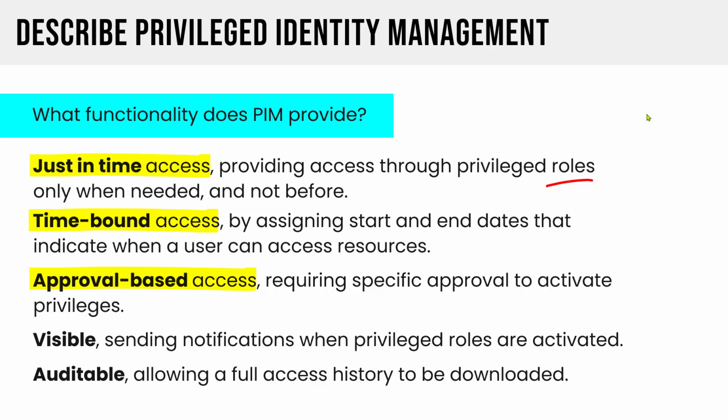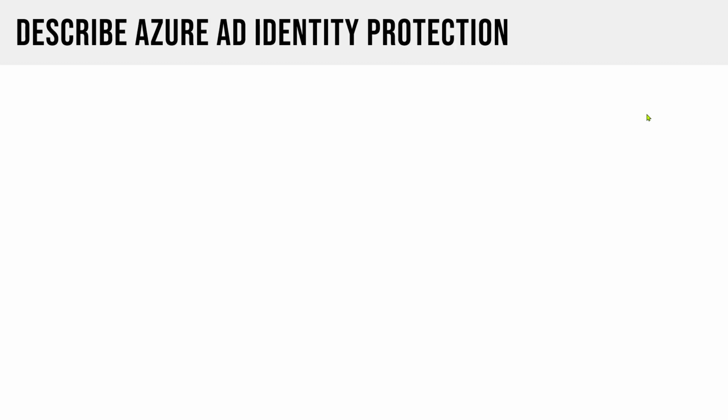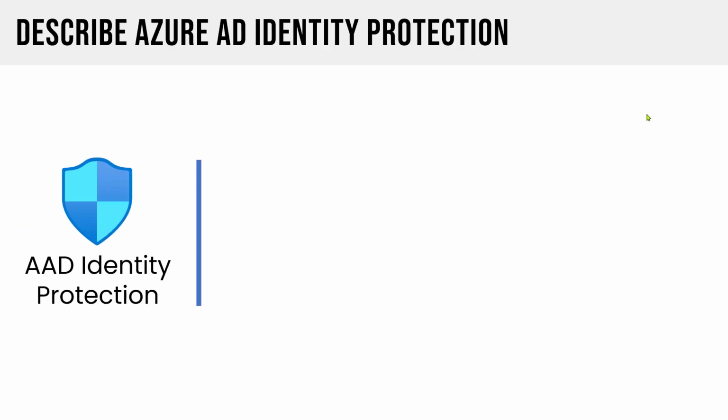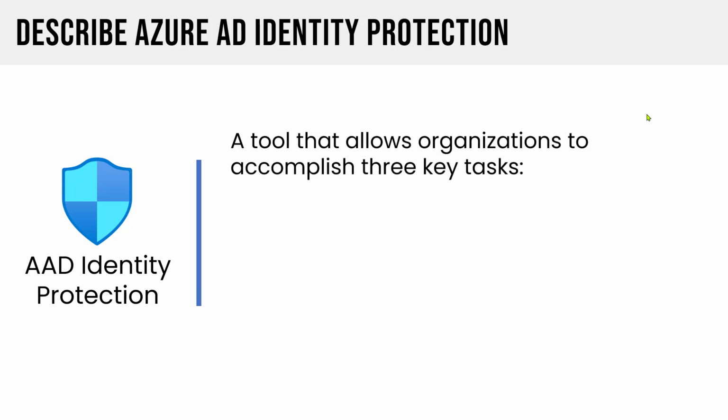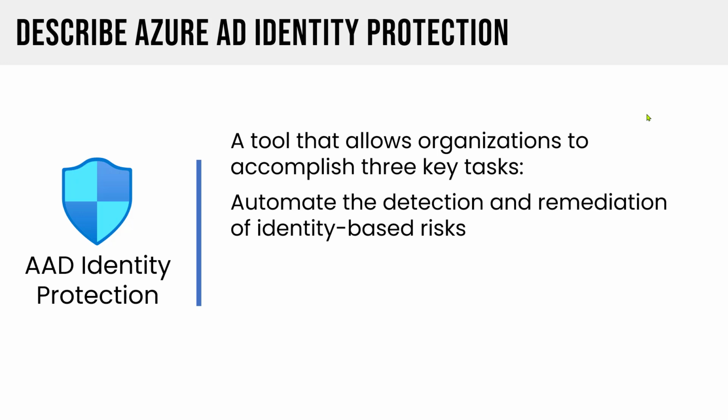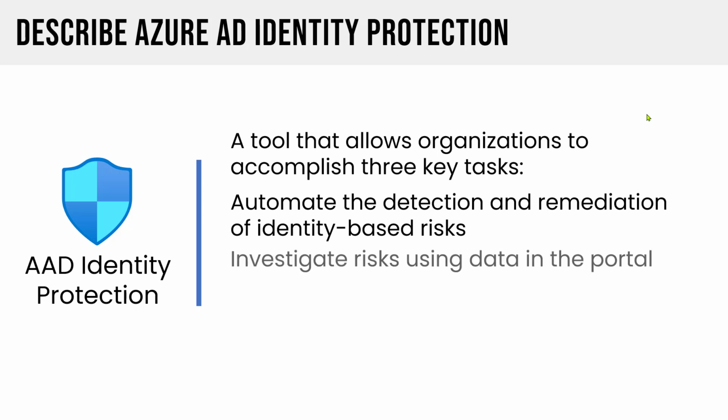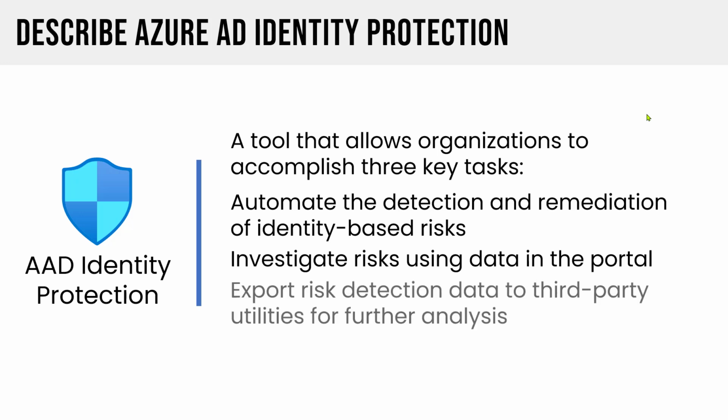And remember, role-focused. PIM focuses on roles. So Azure AD Identity Protection. This is a tool that allows organizations to accomplish 3 tasks. They can automate the detection and remediation of identity-based risks. So they can identify user risk and identify risky access attempts. And we can investigate risks using data in the portal. We can even export risk detection data to third-party utilities for further analysis.